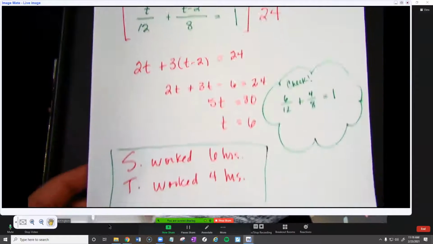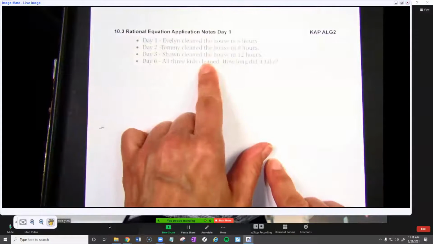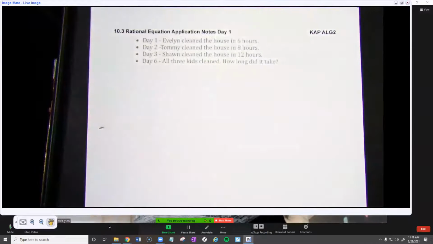Okay, let's go ahead and take a look at the next page. Yep. All right. So I just made them all clean because they were complaining that other people weren't working. So I just made them all clean at the same time. So they all started at the same time. They did not finish until it was done. So the time for them is going to be the same.